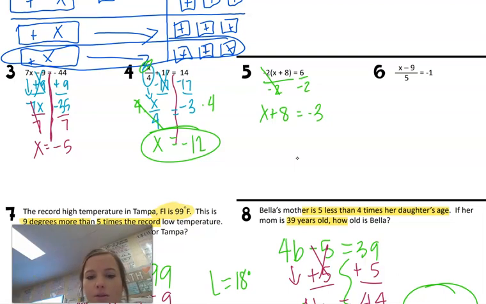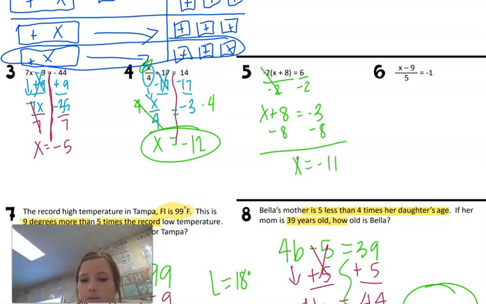We have to do the opposite operation. We subtract 8 from both sides. And we get x equals negative 11. We'll do more practice with problems that look like that, but there is a quick example for you.